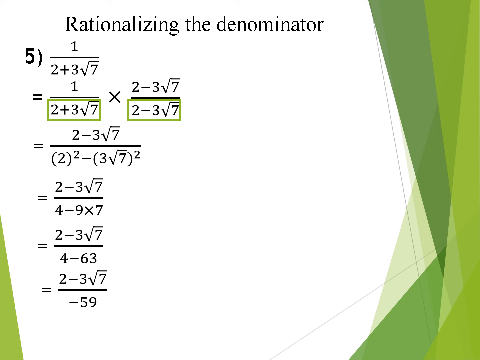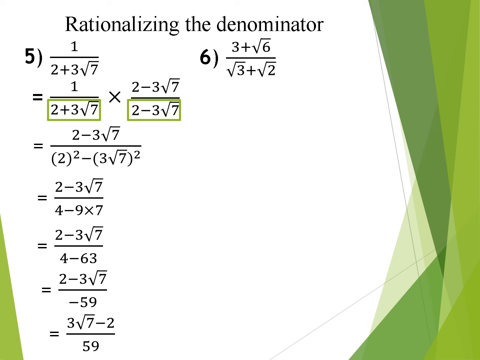Now generally the denominator we don't keep negative. So what will we do? We will interchange the numerator, or you can say you will remove the negative sign from the numerator, which will be cancelled with the negative sign of 59. So the result which we get will be 3 root 7 minus 2 upon 59. One more example which is a bit complex.